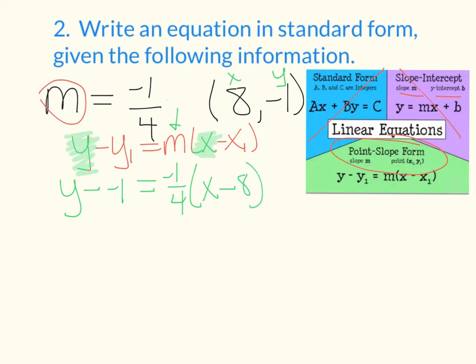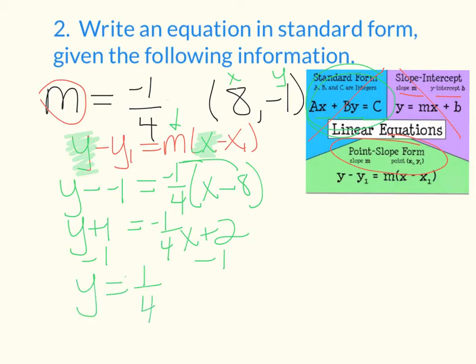So the first thing is just a substitution problem. Now I have to work it out, so I have to distribute. Negative 1/4 times x is negative 1/4 x, and then negative 1/4 times a negative 8 is a positive 2. I need to get everything together. Remember, we want to be in standard form, so we want an x term plus our y term equals c. I'm going to get rid of my 1, move that over. So y equals negative 1/4 x plus 1.